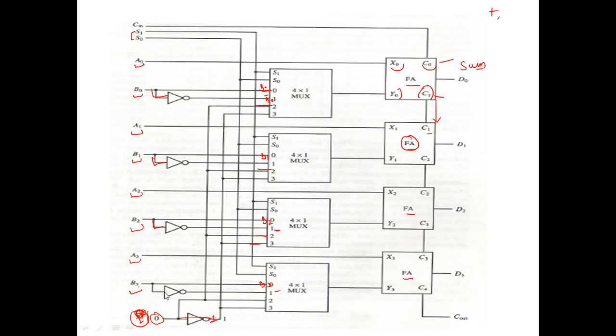So this is how this entire arithmetic circuit, the arithmetic logic unit, or arithmetic micro-operations, will be designed. I hope that you have understood today's lecture.